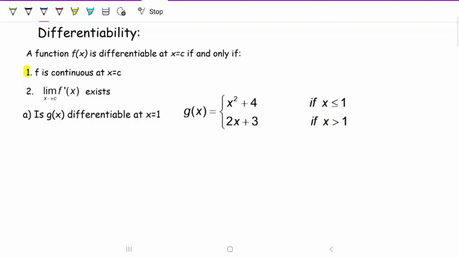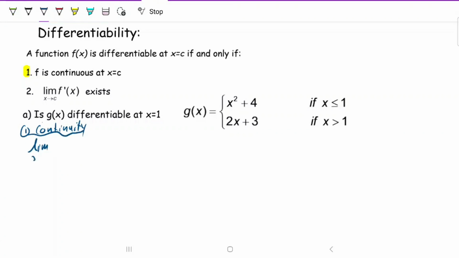Let us start by doing an example. Is g of x differentiable at x equals 1? So this is what g of x is. The first thing we will do is check for continuity. So we'll check if the function is continuous. That's what we'll check for first. How do we go about that again?